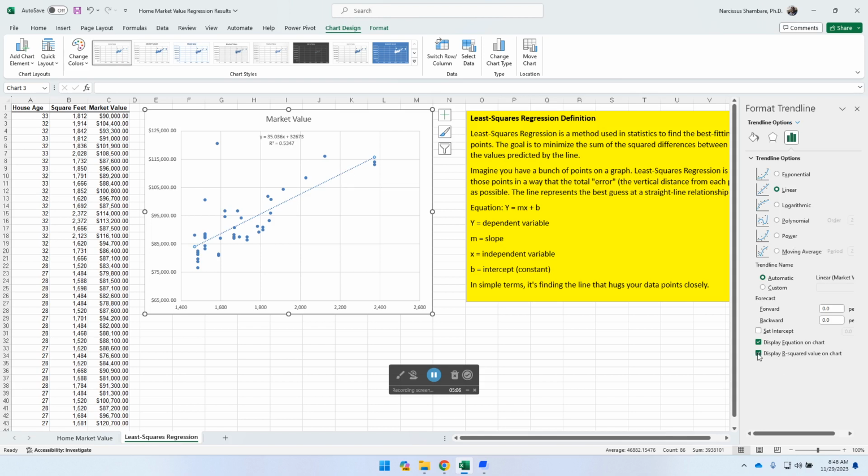If we wanted to see the R square, which is the coefficient of determination, which is basically telling us how much of the variation, how much of the market value is actually explained by the square footage. It's currently at 53%.